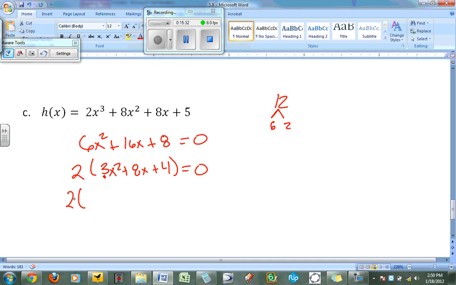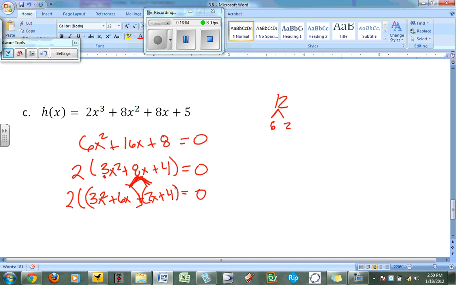So we'll have 3x squared plus 6x plus 2x plus 4. I'm just factoring this, and maybe you have a different method of factoring. The quadratic formula always works. But all I did is I kept 3x squared and I kept 4. What I had to do is find something that multiplies to be 12 and adds up to be 8, and then I just replaced that 8 with what multiplied to be 12 and added up to be 8. And then I'm going to group it and factor that out.